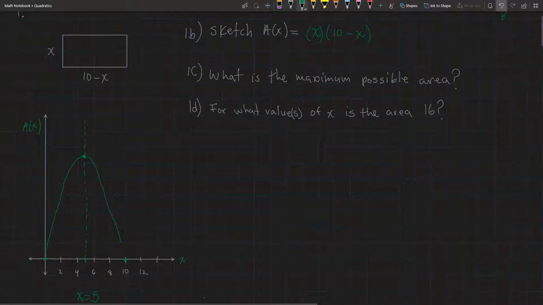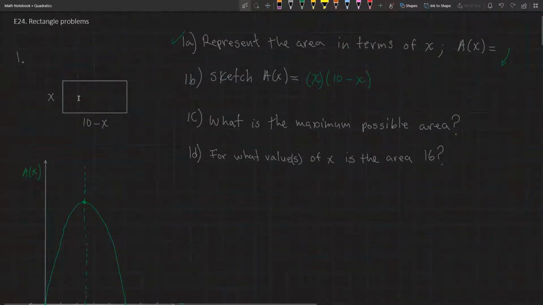Let me redo that again. I'm not very satisfied with that, but I get another chance right here. There we go. And here's what I want you to keep in mind. What can be true? We're not graphing x and y anymore. We're graphing area.